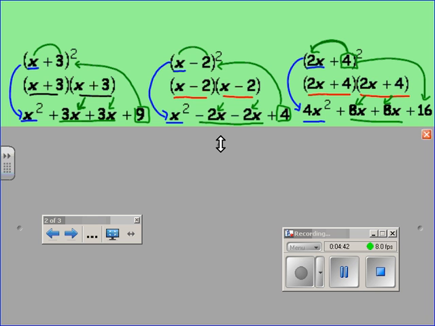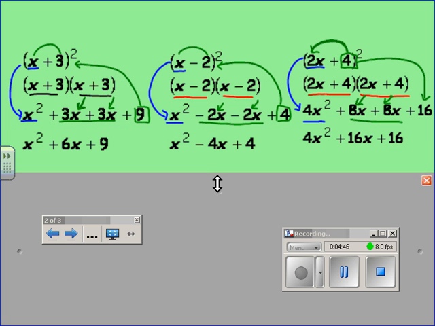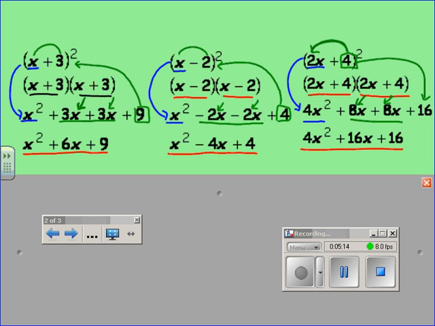Now, like with all expressions, we need to combine our like terms. So we're going to go ahead and do that. And here we're going to have our final answer. If we were to multiply x plus 3 times x plus 3, we're going to get x squared plus 6x plus 9. If we multiply x minus 2 times x minus 2, we will get x squared minus 4x plus 4. And if we multiply 2x plus 4 times 2x plus 4, we're going to get 4x squared plus 16x plus 16.